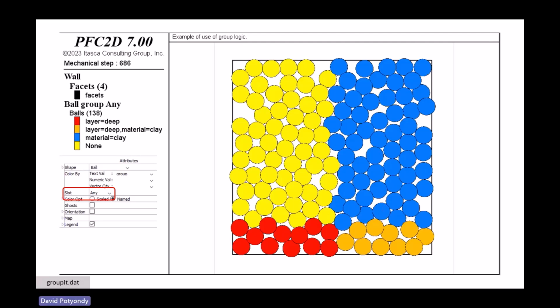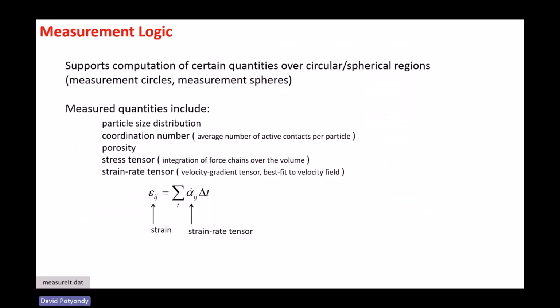This is also used all over the place in PFC, you know. So again, you make a big system like a sandbox model, right? And then you have different layers in there. So you can basically make a slot called layer, and you could put whatever you want, clay, granite, whatever, stuff like that. Okay, so that's an example of the group logic.